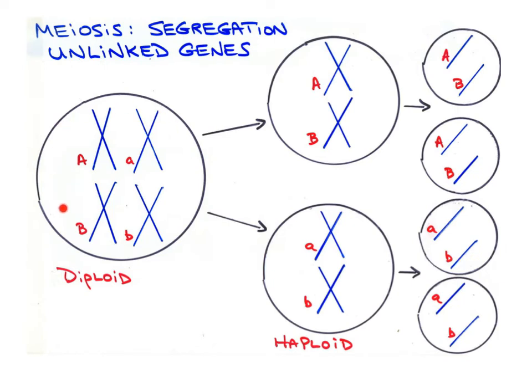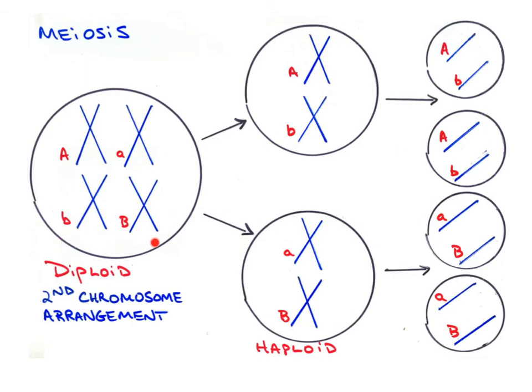But could this orientation of the homologs have been different? Sure. In fact, each homologous pair could be arranged in either of two ways, just like we see here or here, where we see the arrangement of this pair different with respect to this pair as compared to the last slide.